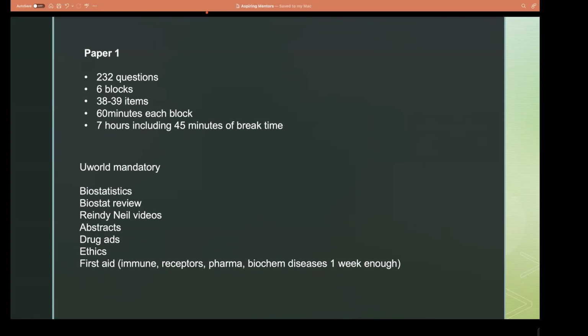Sure. So for the first paper, the most common approach is to study First Aid, immune and receptors, whatever you have mentioned. And for the biostats, go for the Step 2 biostats. That's what you mean? Step 1, Step 2, Step 3, practice questions for biostats. I'm not saying biostats for Step 2 only. I'm saying practice and make your biostats strong.